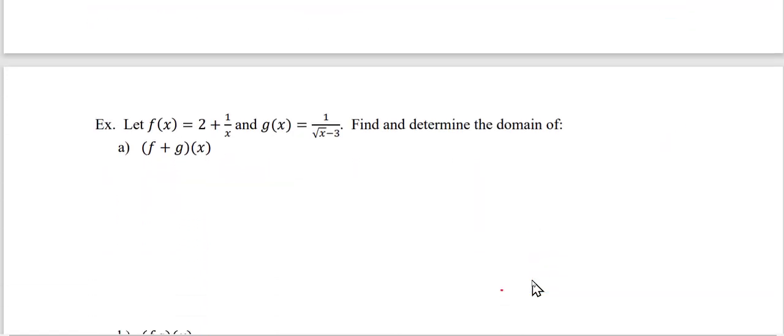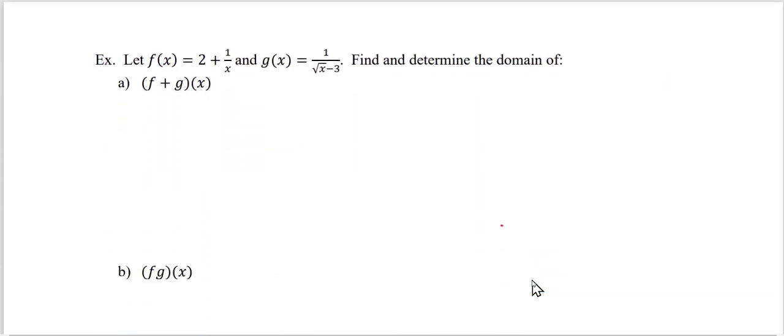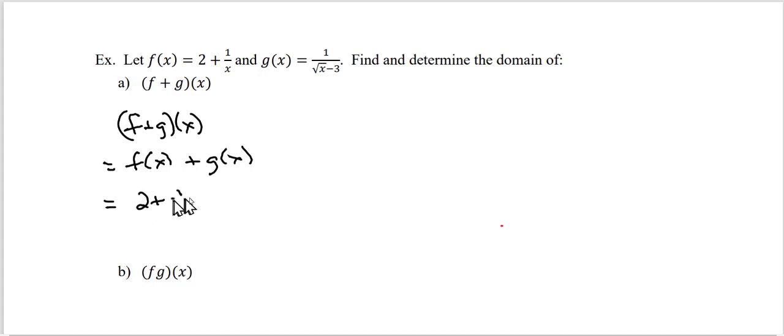Okay. So no surprises there, I don't think. Let's practice using some of these. f of x equals 2 plus 1 over x. g of x is that 1 over square root of x minus 3. It says find f plus g and determine the domain. Well, first let's add them. f plus g of x is going to be f of x plus g of x. Not a lot we're going to be able to simplify or combine here.